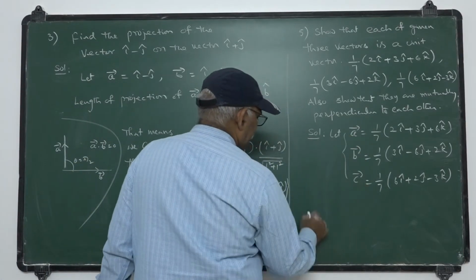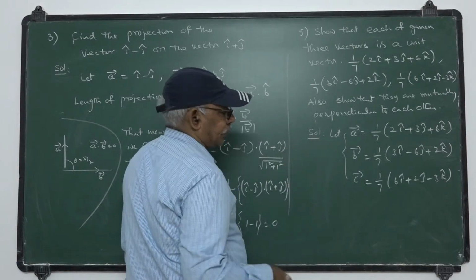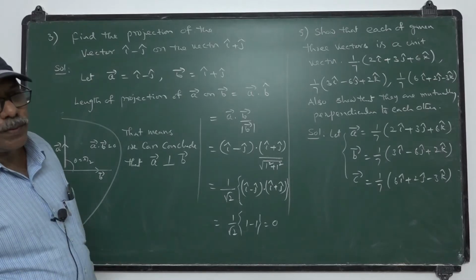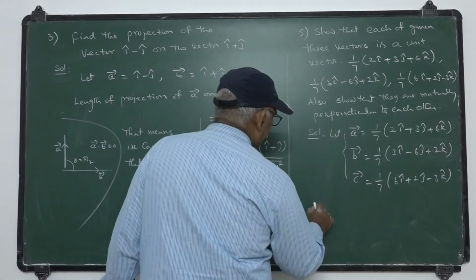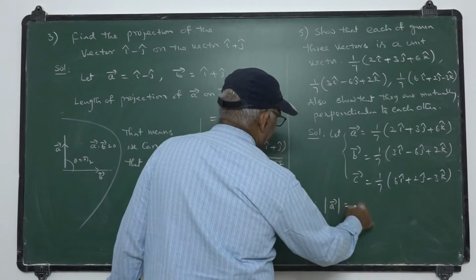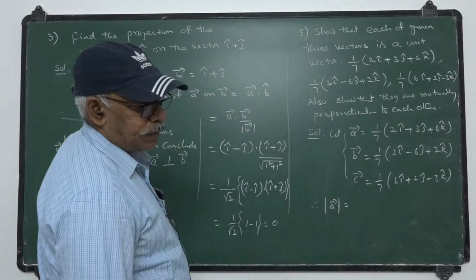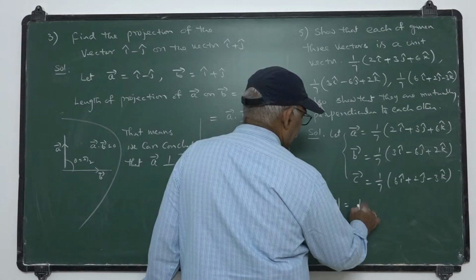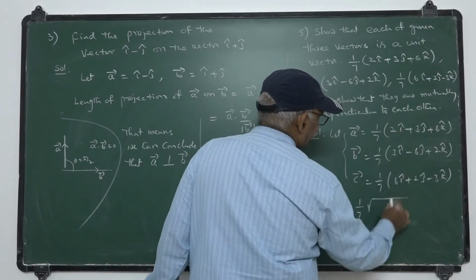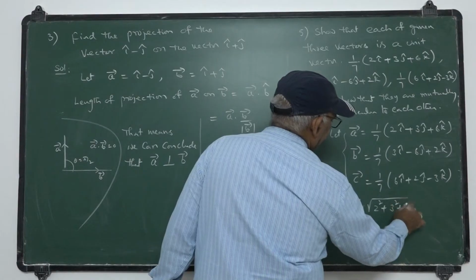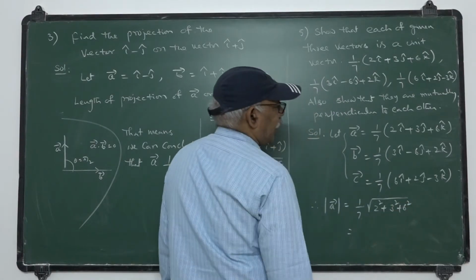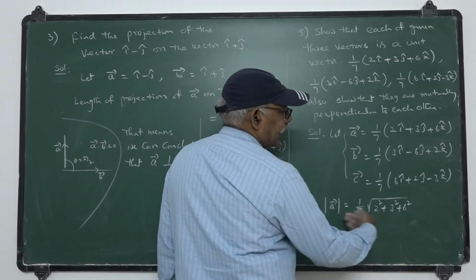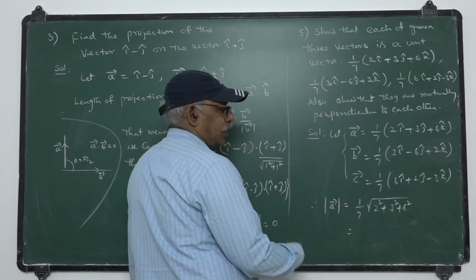Now we have to show that they are unit vectors. To show these three are unit vectors, the magnitude of these three vectors must be 1 unit. So consider the magnitude of A bar, modulus of A bar. That is 1 by 7 into the square root of 2 square plus 3 square plus 6 square. Of course, 2 by 7 whole square, 3 by 7 whole square, 6 by 7 whole square. Taking 7 square common from the root, we get 1 by 7 outside the root.